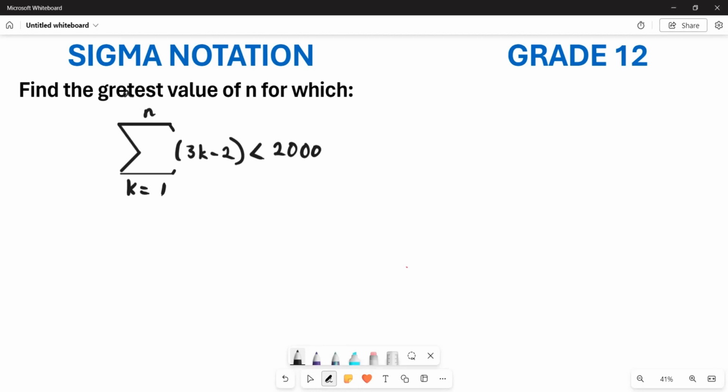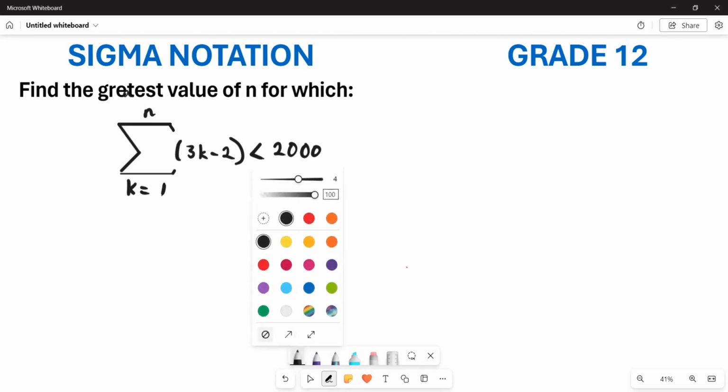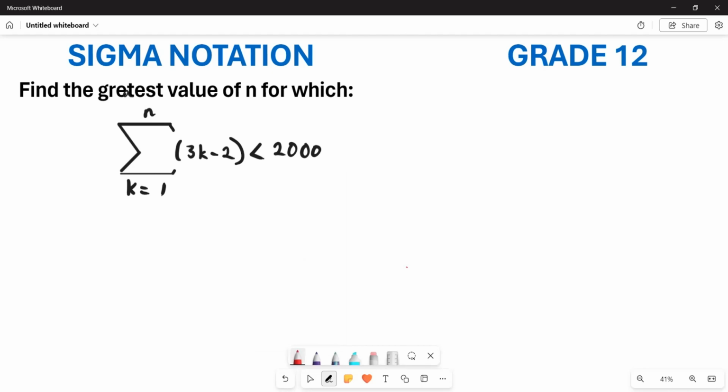Now how are we going to do that? Firstly, in order for us to find the greatest value of n, the first thing we are required to do is to know the sum of this particular series, right? Where are we going to start? The easier way is to start by doing this.